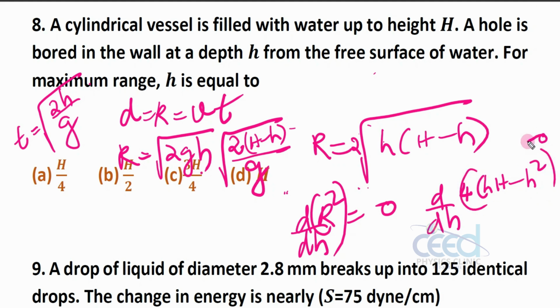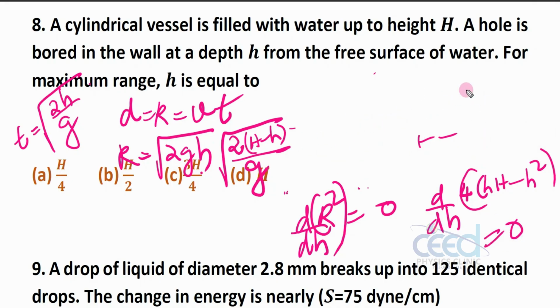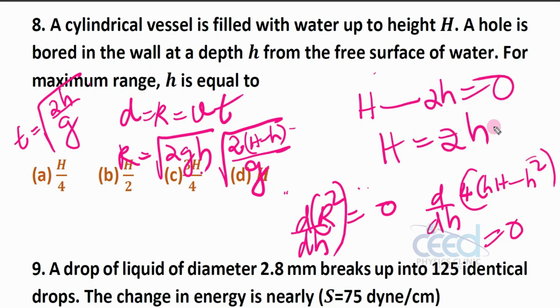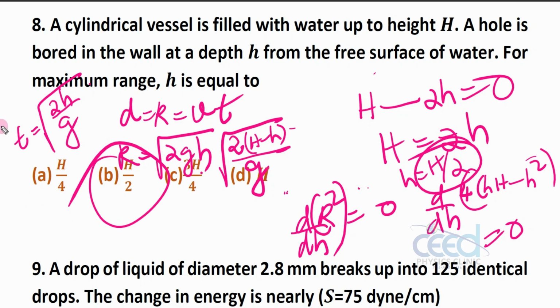Okay, so we differentiate this, the 4 you can take out. Differentiating h gives capital H, and differentiation of h square gives 2h, equal to 0. Then H is equal to 2h, so h is equal to H by 2, right? So option B is correct, right?